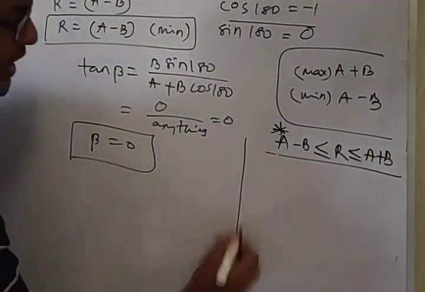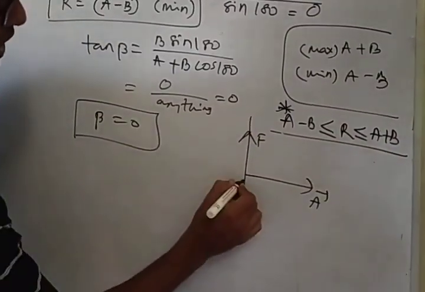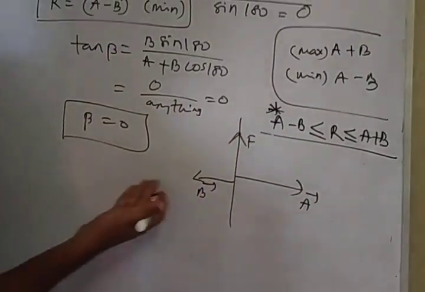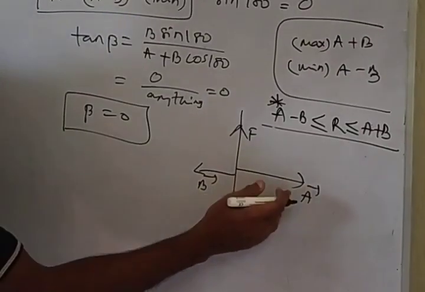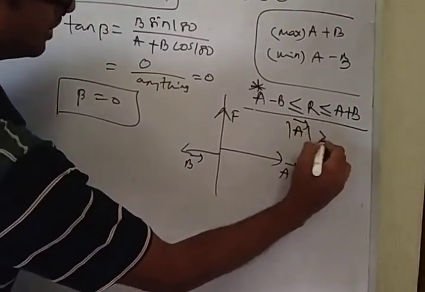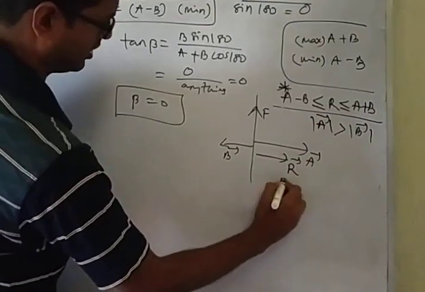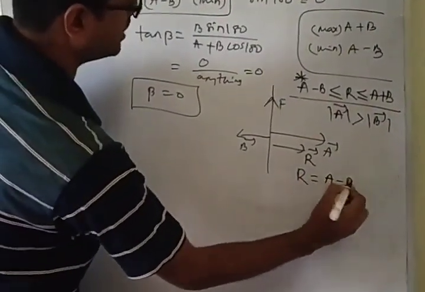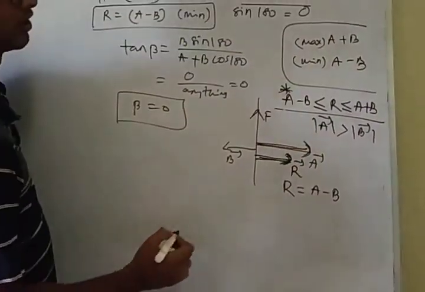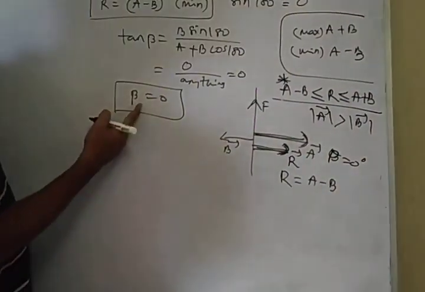So I can again recite that example. Suppose this is your father. You are dragging with a force A along the right side, and your younger brother is dragging your father towards the left with a force B. Since your brother is young, I am assuming the magnitude of A is greater than the magnitude of B. It means your father will move in this direction, but the resultant will be A minus B. And look, the R vector is also directed along the direction of the A vector. It means they are parallel. The angle between them is 0 degrees, which I have mentioned here.